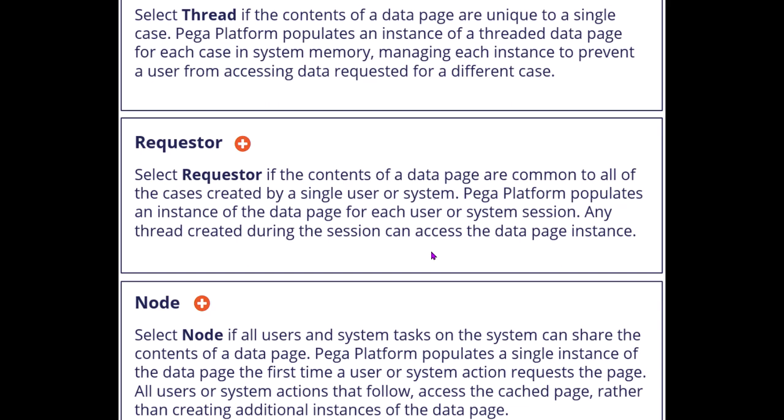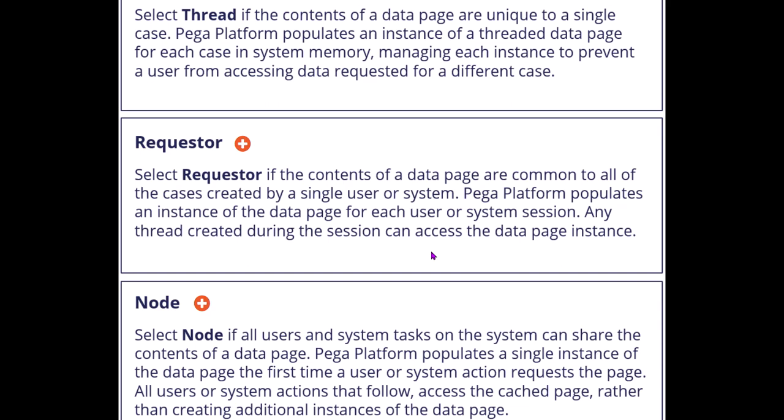Coming to requester, say for example, if you want to have previous interaction history for a customer, then you can store them in a requester level data page, so that one user might create multiple service cases in a single requester session or in a single operator ID. So across the service cases that the user creates, he can use this information.